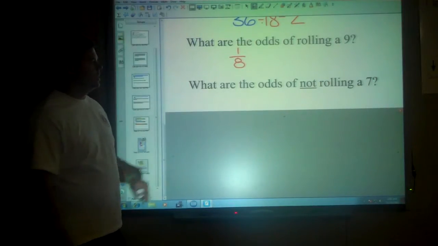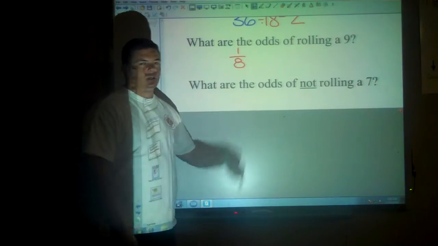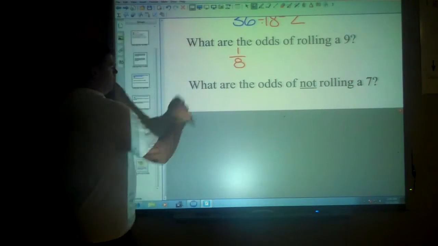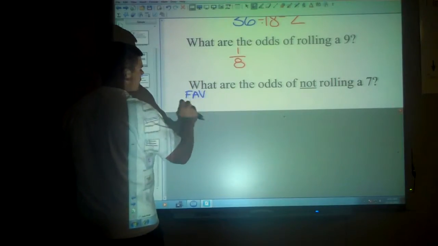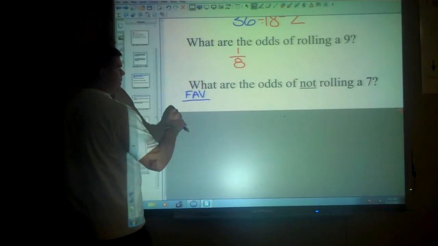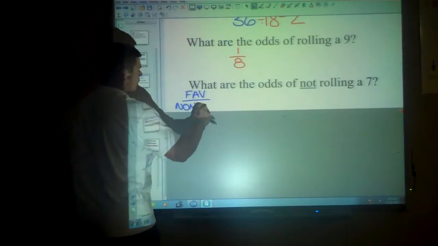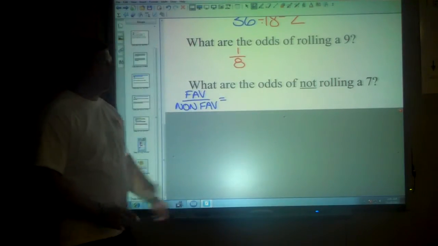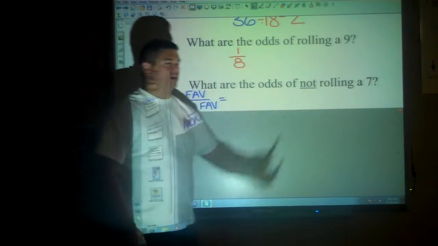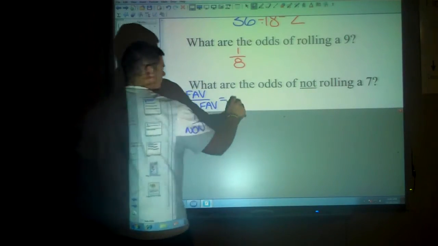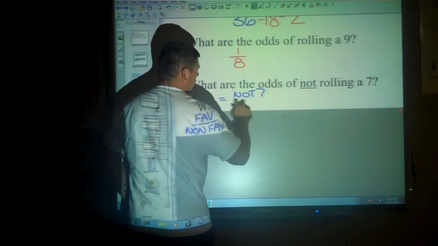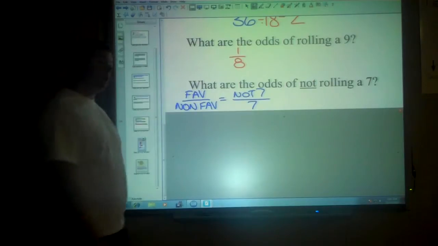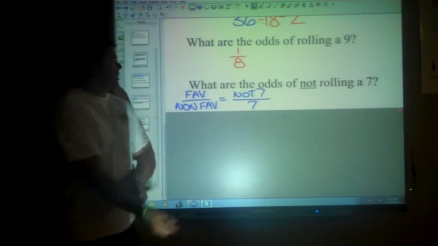This is tricky. The odds of not rolling a 7. Now, you got to think about this. Favorable goes on top. On the bottom is non-favorable. Now, do I want to roll a 7? No. I want not to roll a 7. So the not 7 has to go on top. 7 then would not be favorable because I don't want to roll 7. So the 7s need to be on the bottom.